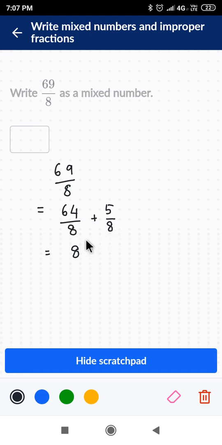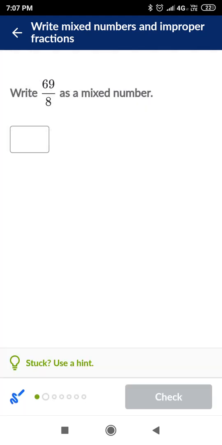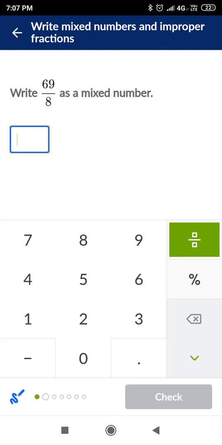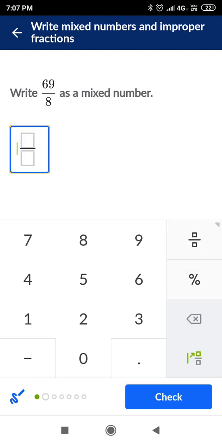So you will have 8 plus 5 by 8, or it is written as 8 and 5 by 8.